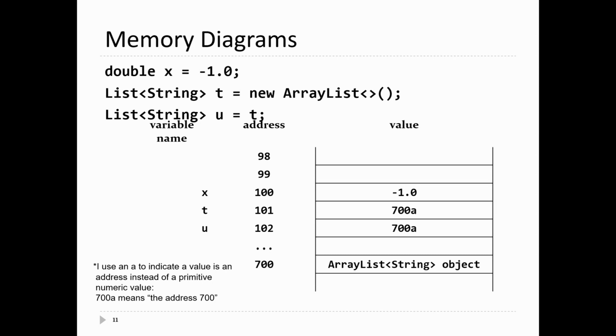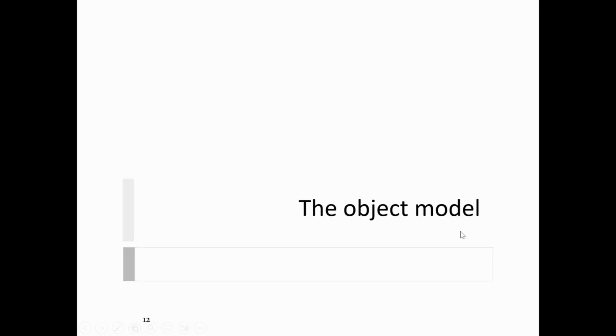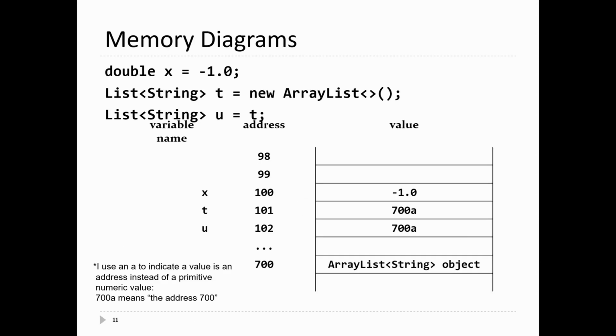If you use either t or u to access the list, say to change it or to do something with it, then when you use the other variable, you see the same changes to the list, because it refers to the same list. All right, any questions about that?